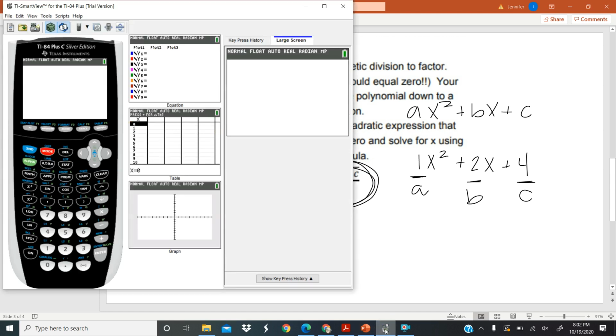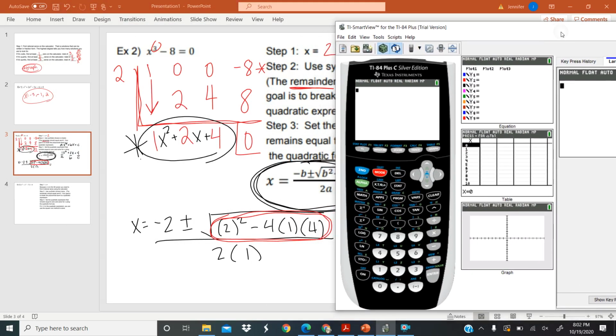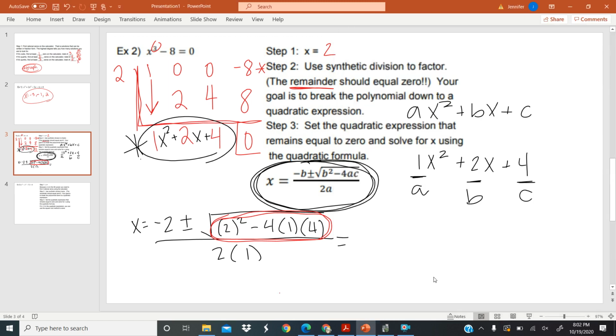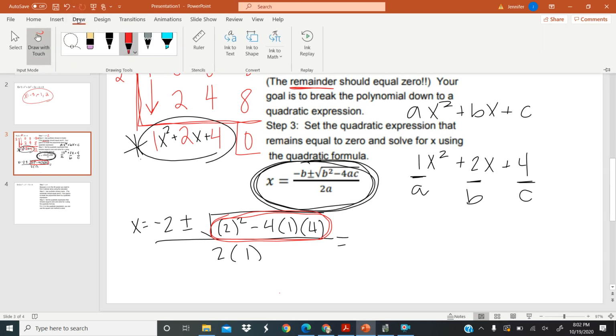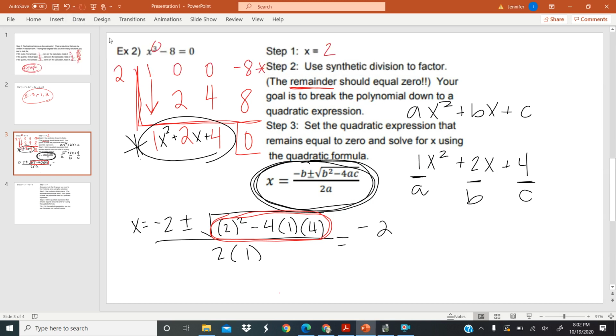So I'm going to go to my calculator. And you may be doing this on a phone or a different calculator, whatever you have. But we have 2 squared minus 4 times 1 times 4. And that's going to give us -12. And then I just want to write the next step using that -12. So now I would have -2 plus or minus the square root of -12 divided by 2 times 1 is just 2.